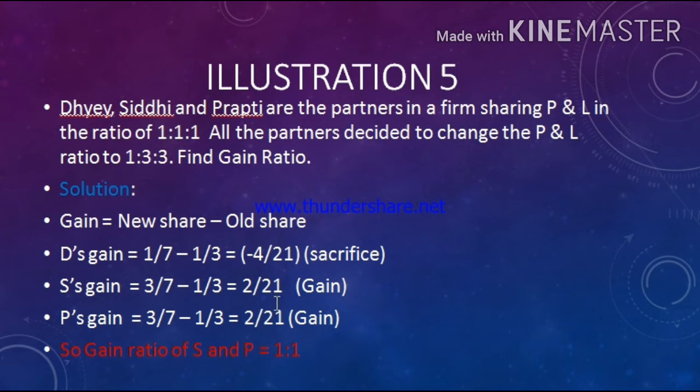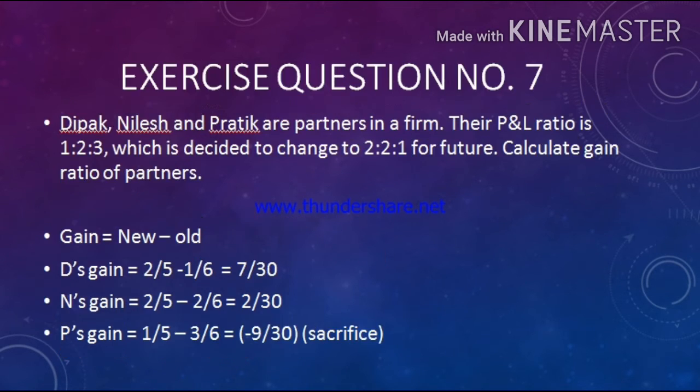Here you can see, we have already discussed that sacrifice and gain would always be equal. You can see over here 2 by 21 plus 2 by 21 is equal to 4 by 21, and the same amount of sacrifice is over here, that is minus 4 by 21. One more important thing: in the previous illustration there was only one partner gaining and another partner sacrificing. Over here there are 2 partners gaining and 1 partner sacrificing.